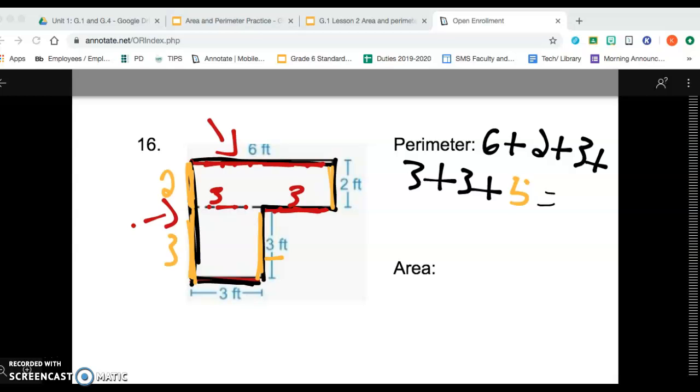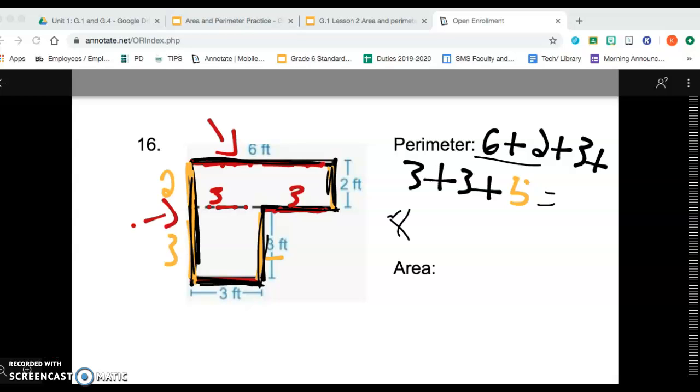So let me just make sure that's all the sides. So 6 plus 2, we figured out this one was 3, plus another 3, and then another 3 right here, and then plus 5. Yep, so that's all of them. So 6 plus 2 is going to give me 8. I'm going to write that down here. So 8.